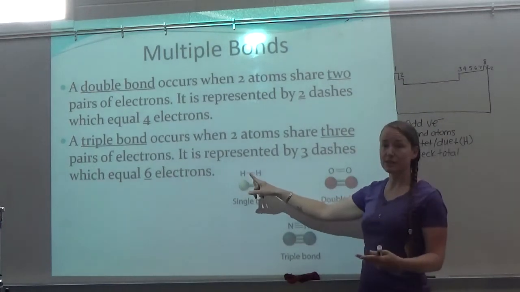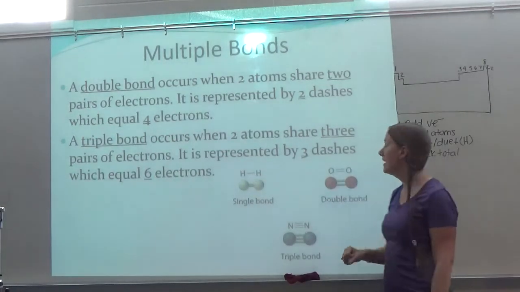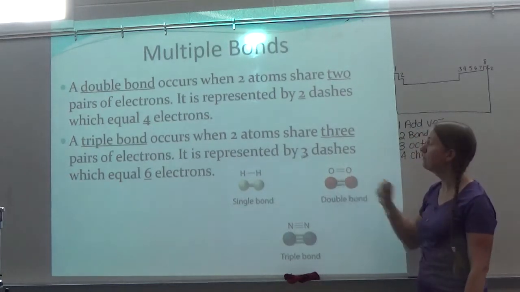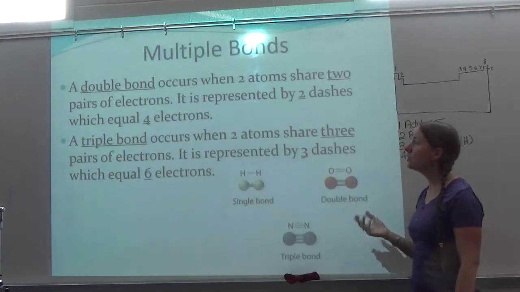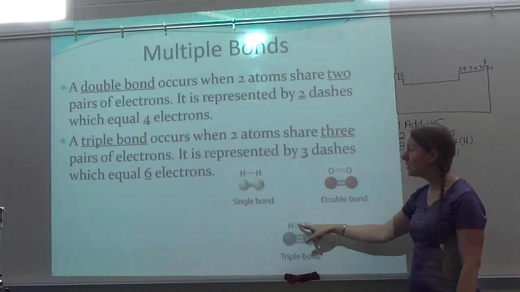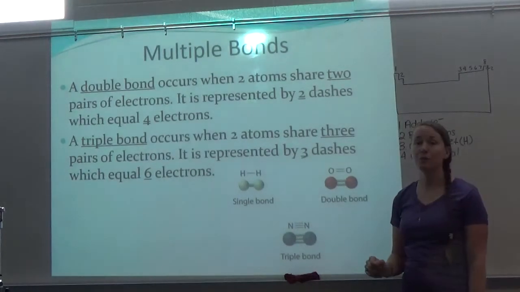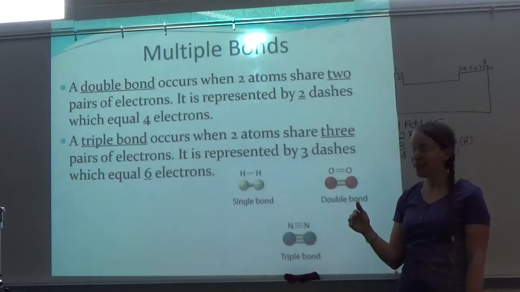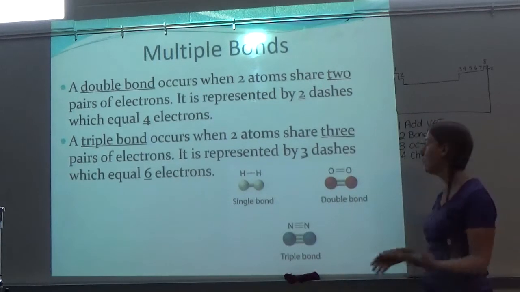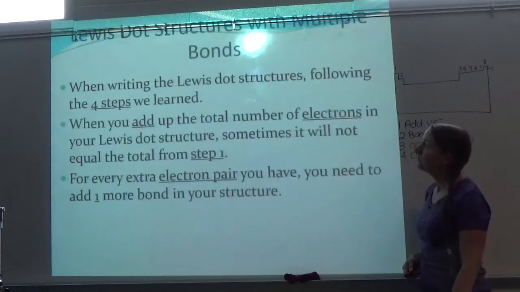So in the first lesson video, we did single bonds. So that bond has 2 electrons. A double bond is just 2 dashes, so each dash has 2 electrons. That's 4 electrons. And then a triple bond occurs when 2 atoms share 3 pairs of electrons. It's represented by 3 dashes, and that equals 6 electrons. Now, in reality, can you go above a triple bond in upper level chemistry? Yes, you can. In this class, we will not. So if you're trying to do a quadruple or quintuple bond, just start over because something has gone terribly wrong.